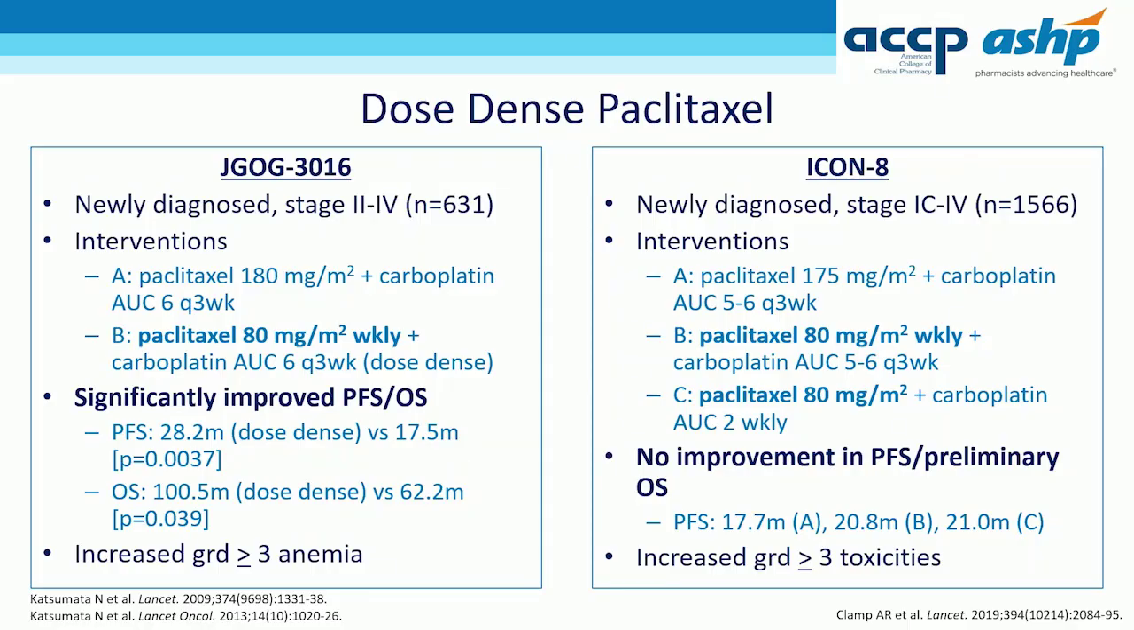This was followed up by then ICON 8, which was newly diagnosed stages 1C through 4, and the intervention was that standard carboplatin and paclitaxel every 3 weeks, carboplatin every 3 weeks with a weekly paclitaxel, or both the carboplatin and the paclitaxel given in a weekly fashion. What we saw here is that there's no improvement in progression-free survival, and the overall survival was still preliminary, but what we did find is an increase in the grade 3 toxicities.